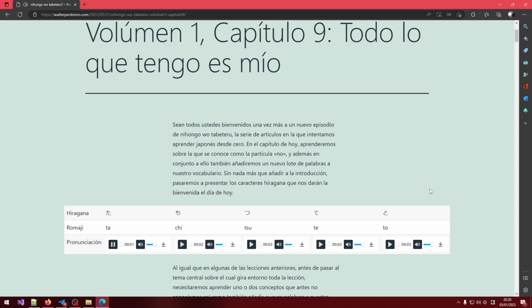た, ta. ち, chi. ち, chi. ta, chi. つ, tsu. つ, tsu. Okay. Tachitsu.